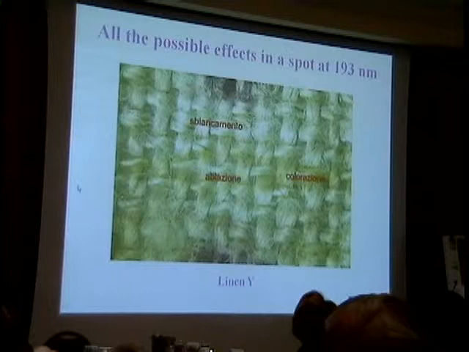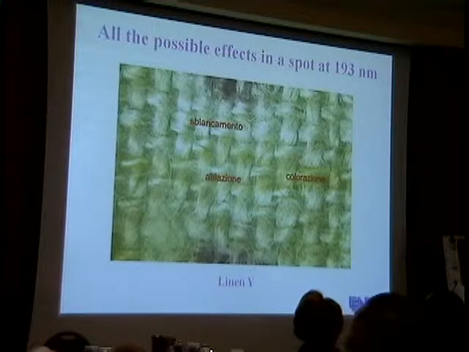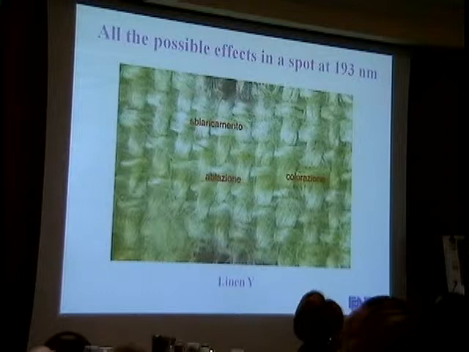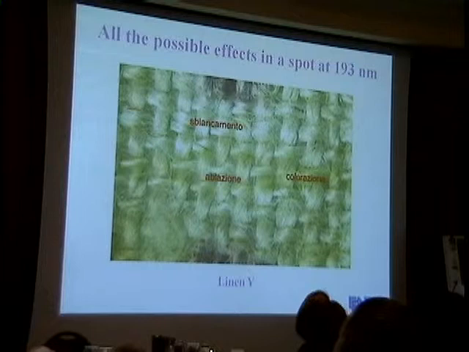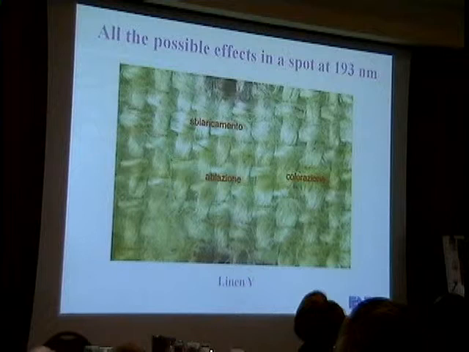Then we move to a different wavelength, to a shorter wavelength. Basically to improve the depth of coloration, because you know that the shorter the wavelength, the shorter is the penetration depth in any material. And here we have faced a new effect, that is, in the same laser spot, we have the presence of all the three possible effects: ablation, bleaching, and coloration. How is that possible?